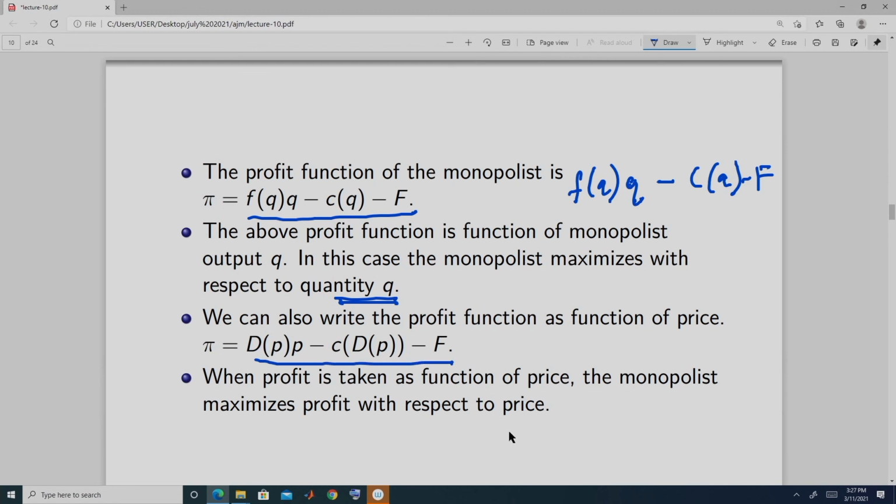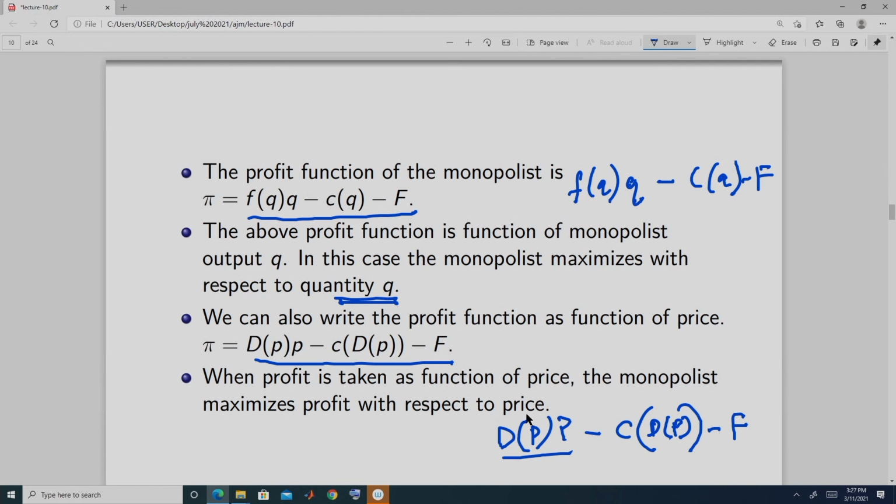Here, you plug in the price, you get the quantity. So, this is the quantity into price. So, this is the total revenue. Here cost is always a function of quantity. So, it is this. This is the variable cost minus the fixed cost. So, this portion is the total cost and this is the total revenue. So, this is the total profit. But here this profit function is a function of price.